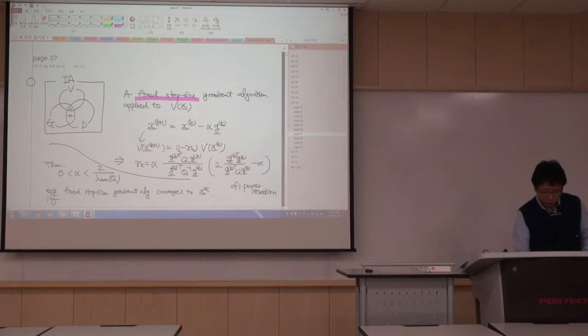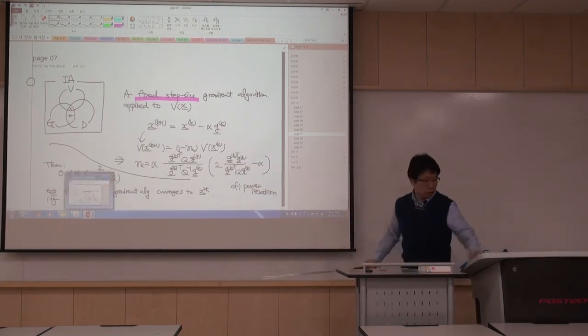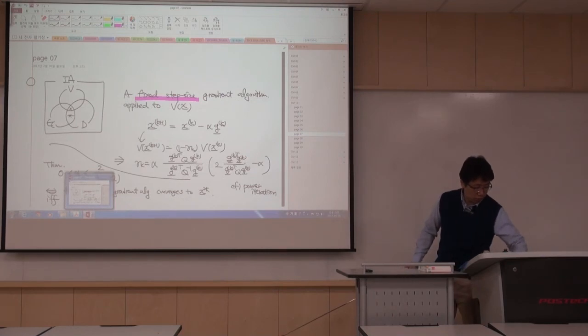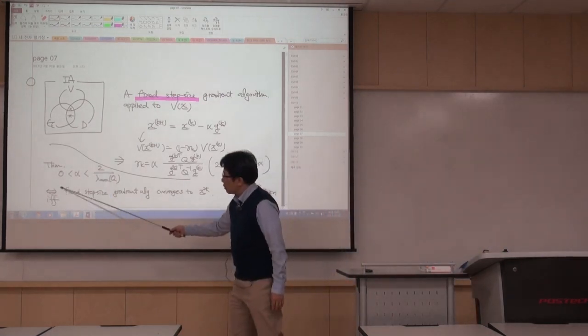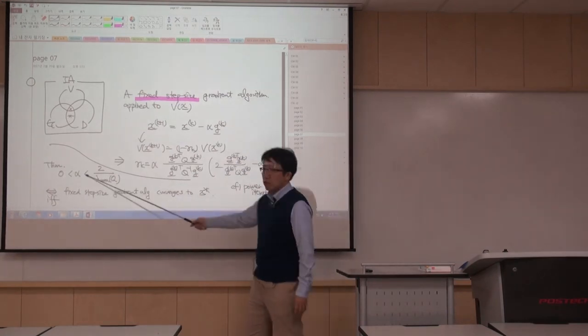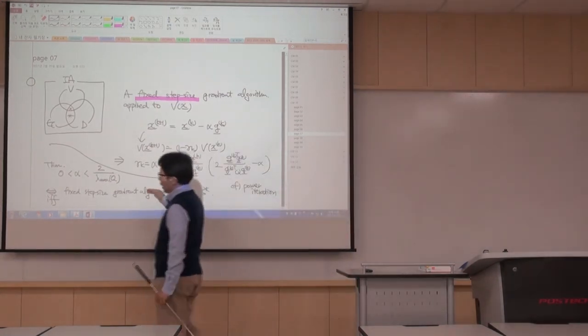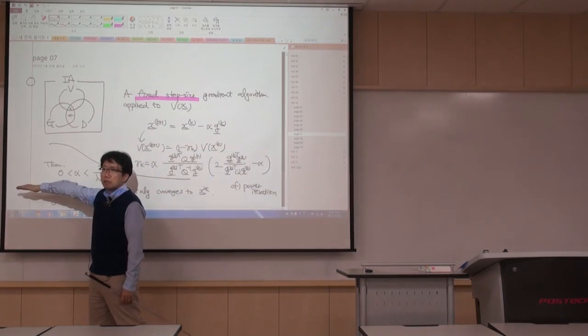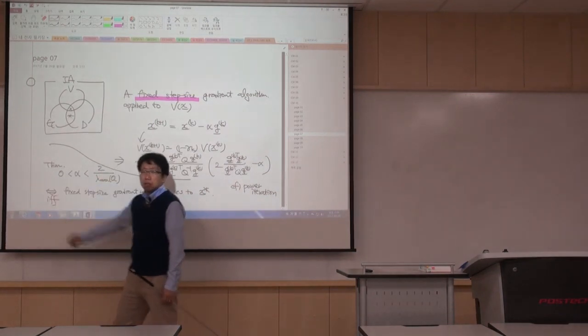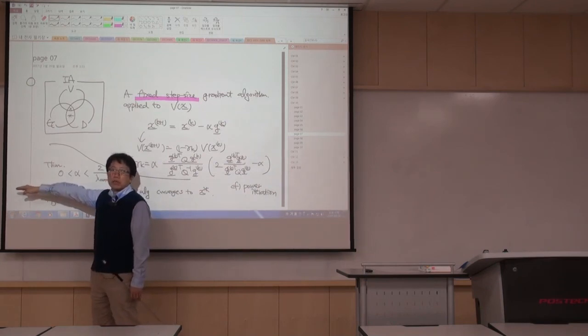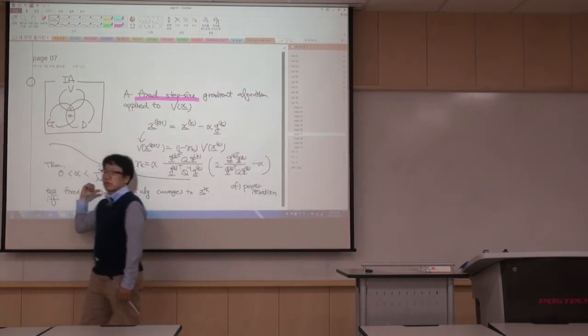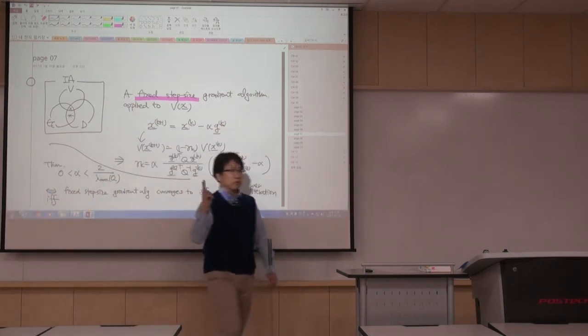What does that mean? If this is true, so the if part means that if this is true, then this is true. So actually, the if part is this direction. Okay? And you say that direction is a direct part. You say this direction as the converse. Okay? So we are going to prove two results.